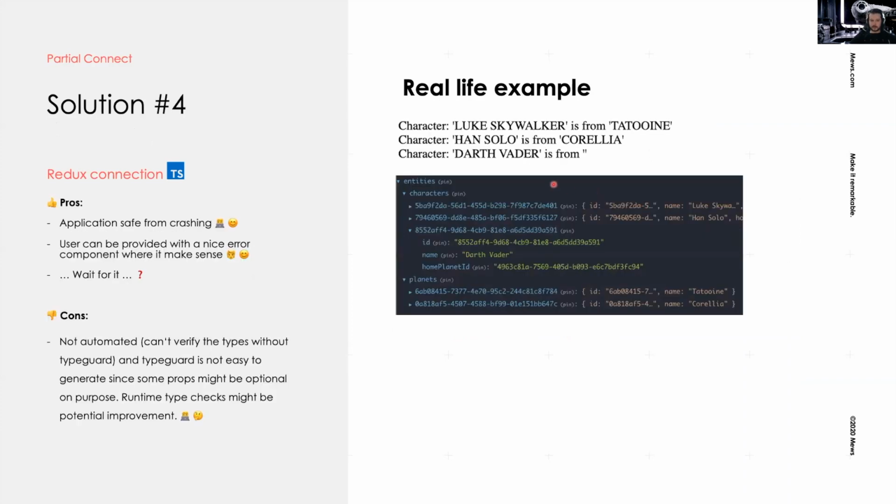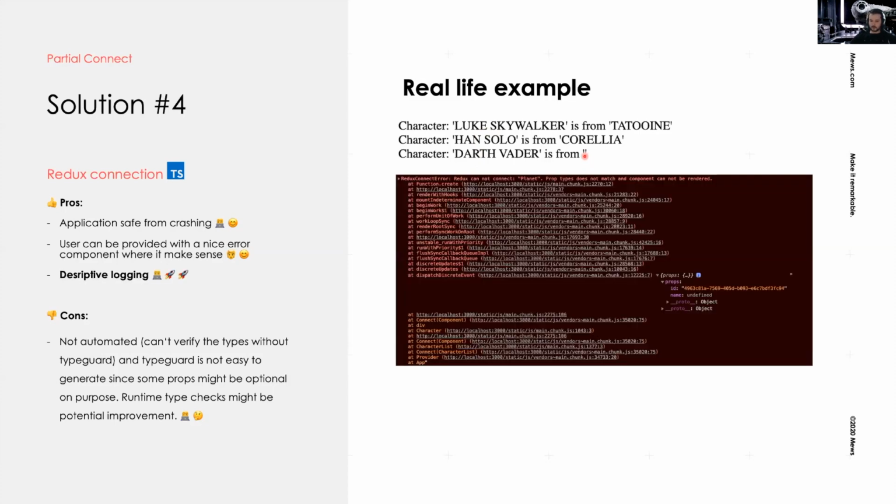What will happen in a state where we want to display 3 characters? As you can see over here, our Darth Vader doesn't have a planet, because his home planet is referenced by an ID which doesn't exist in our store. We will render null there. And what is the most critical thing here, we will know about it because our Sentry will know about it in the logs.